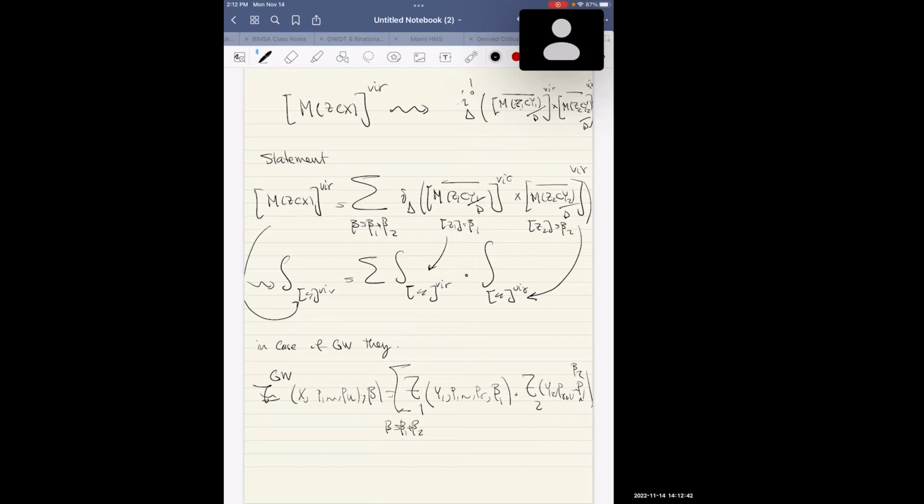Okay, this is at the level of the partition function. So this is at the level of partition functions. That's what this becomes. And okay, is there any question?